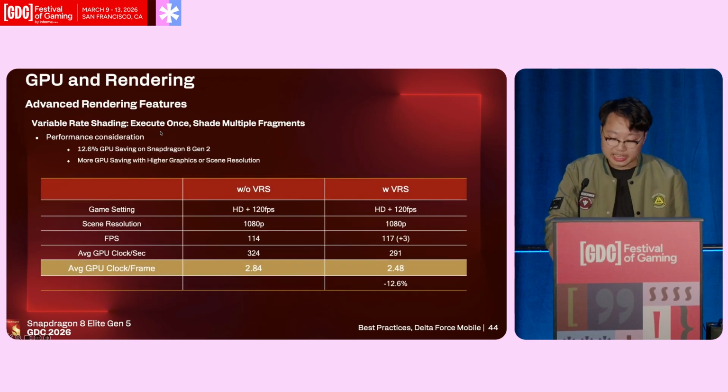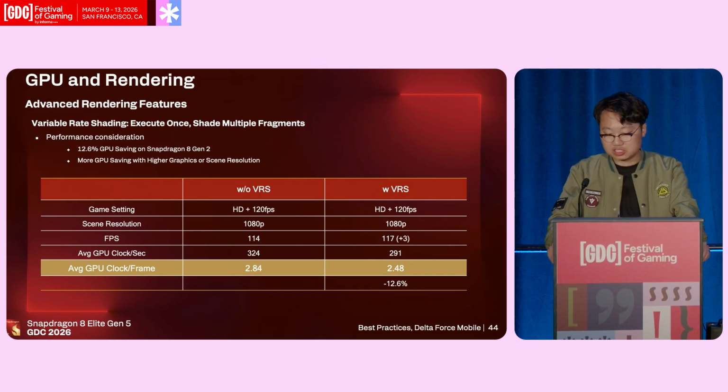And let's take a look at the results. The performance gain from VRS is quite satisfying. Still under our typical HD 120 frames per second and 1080p configuration, the visual difference is barely noticeable. And we gain 3 additional frames, and the GPU clock was reduced by 12.6%. It's amazing, right?